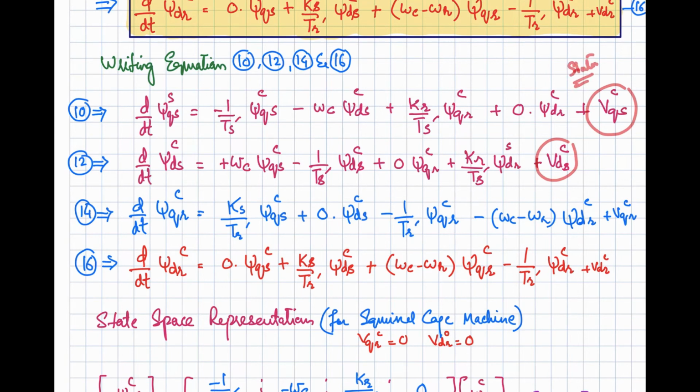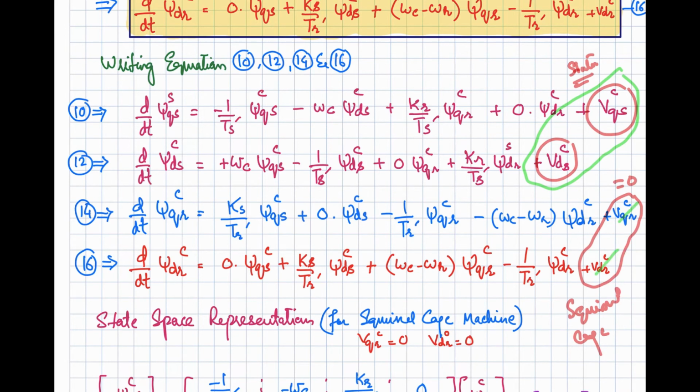And if we look at this one, vqr and vdr, which are present over here, but for squirrel cage induction machine, these two parameters will be 0 because the rotor of your squirrel cage induction motor is short circuited, and these voltages will be 0. So we will only consider these ones as the inputs, vqs and the vds.